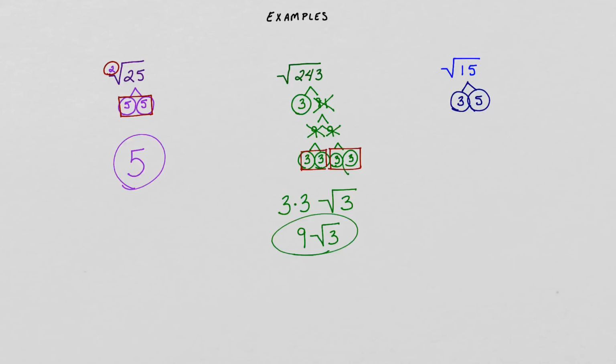And in order for values to escape, they need to have an identical partner or an identical twin with them. 3 and 5 are not the same, so because they are both different, neither one of them is escaping. We are going to multiply them together and put them back underneath the radical. So in this case, my answer doesn't change. I cannot simplify the square root of 15 any further.